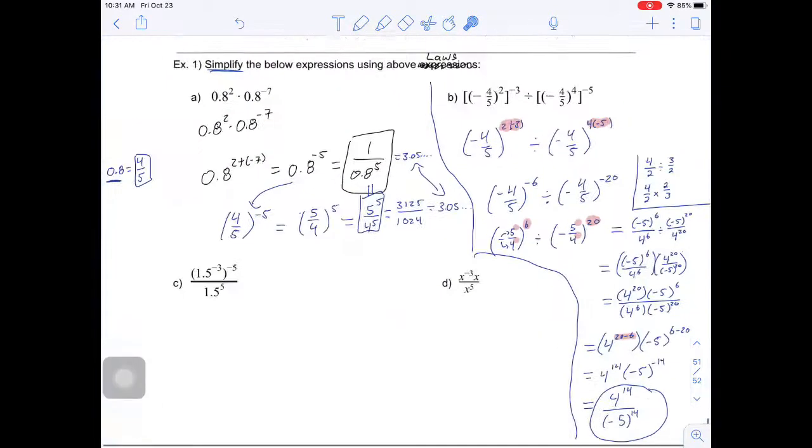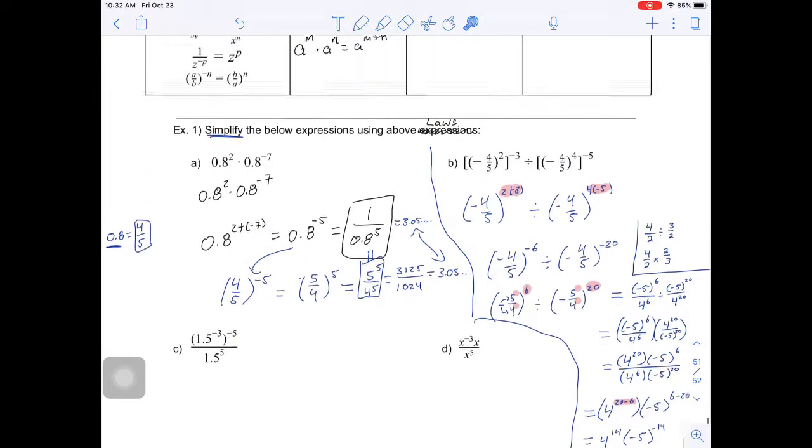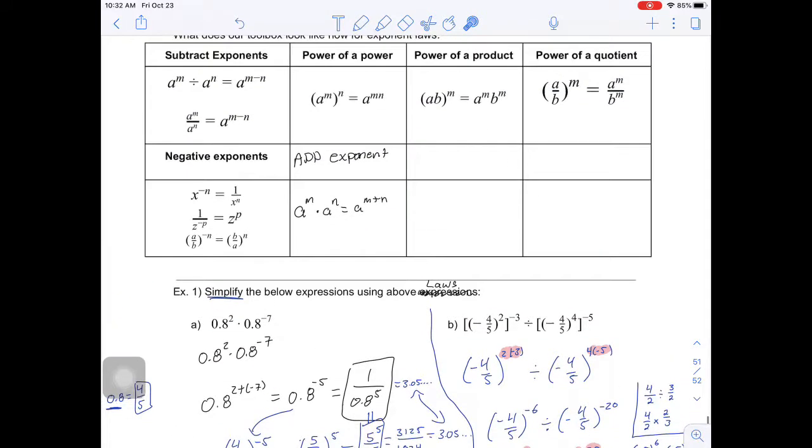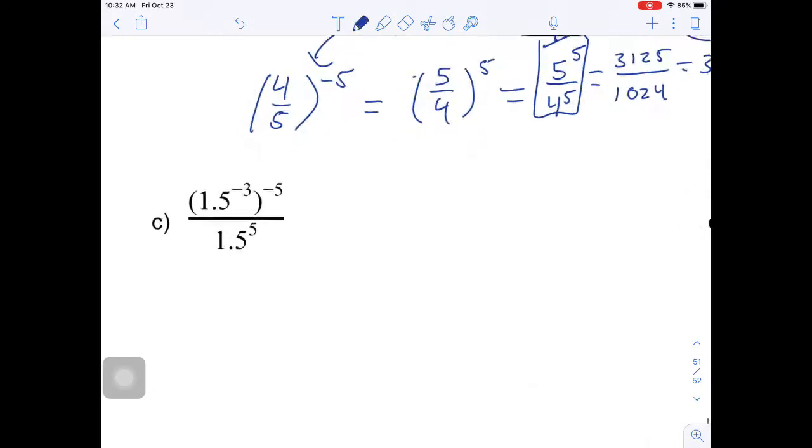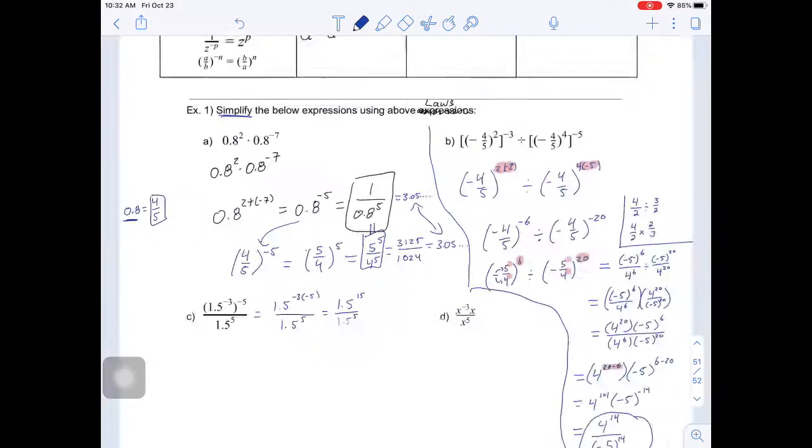Well, the first thing I'm going to do is get this into a single exponent. That is my power of a power. So if you have a power to the power, you multiply them. So here, I'm going to get 1.5 to the power of negative 3 times negative 5 over 1.5 to the power of 5. From here, negative 3 times negative 5 leaves me with positive 15 over 1.5 to the power of 5. Now what should my next step be?